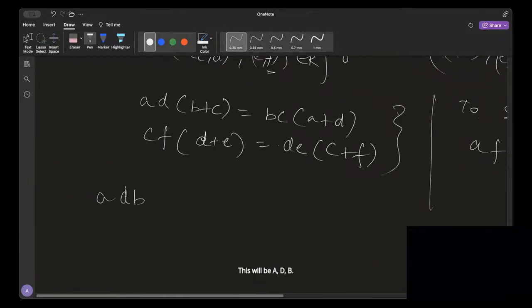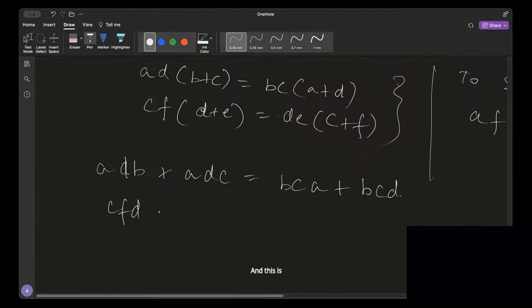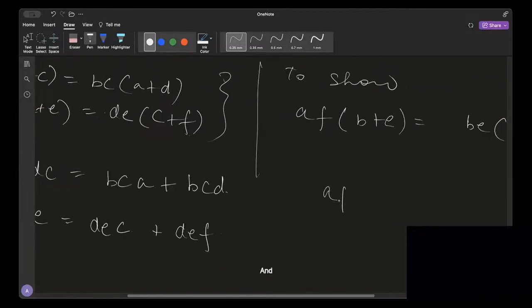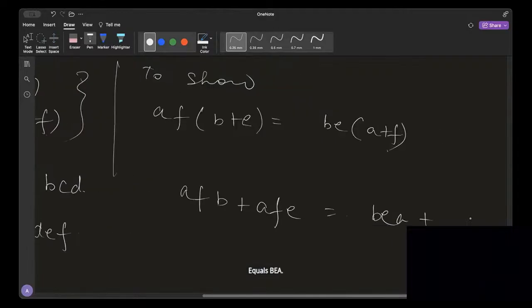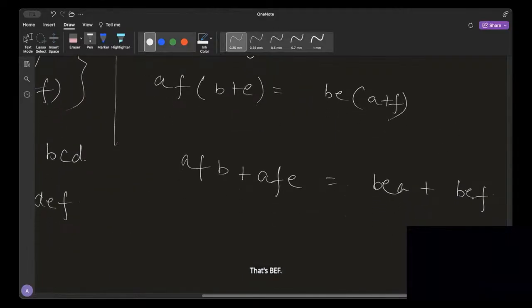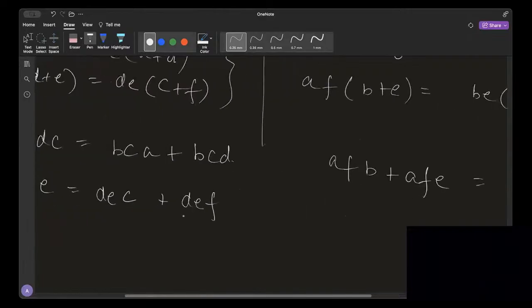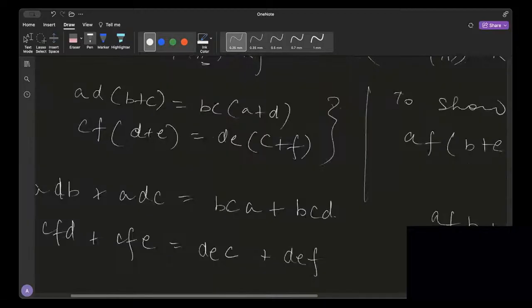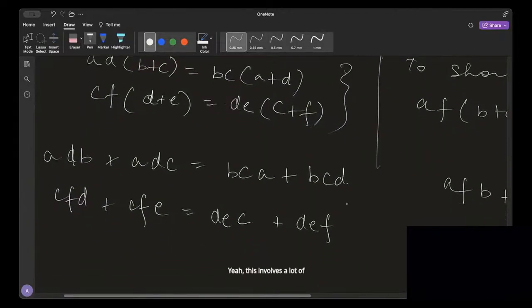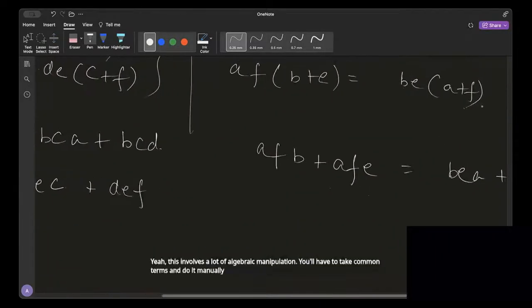this will be ADB plus ADC is equal to BCA plus BCB, and this is CFD plus CFE is equal to DEC and DEF, and this one's AFB plus AFE equals DEA plus DEF. FEA. Okay. Yeah, this involves a lot of algebraic manipulation. You'll have to take common terms and do it. Yeah, right? I think we should.